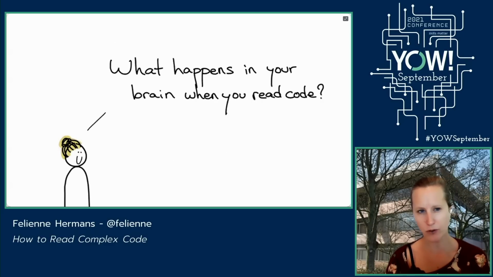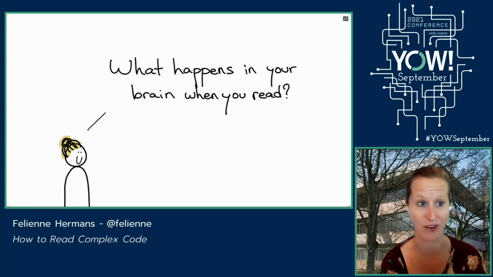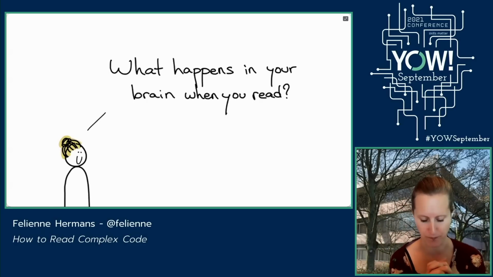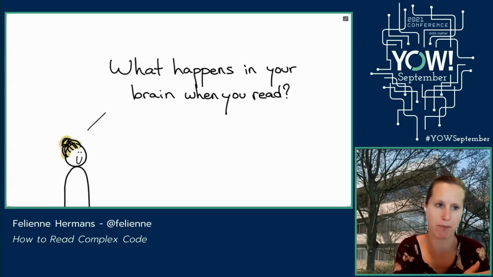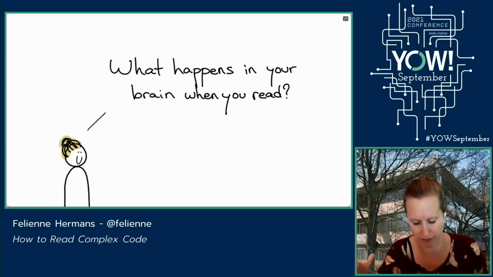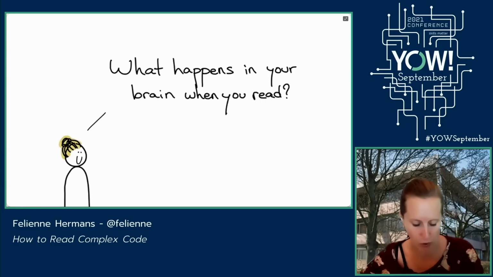But we don't really know that much about what happens in your brain when you read code. The good news is we have a pretty thorough understanding of what happens in your brain when you read anything else, when you process information. So I figured out that much of what we know about how people process any sort of information can also be applied to programming. And that's what the rest of my talk will be about.